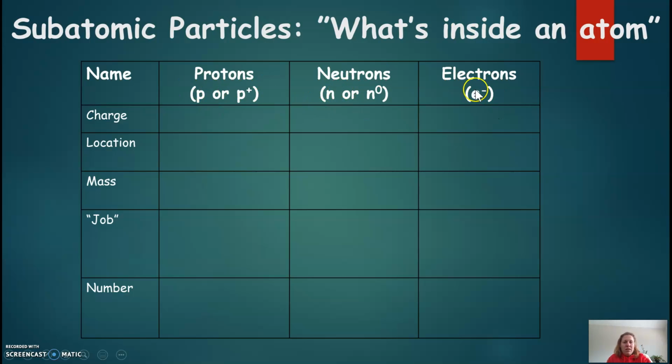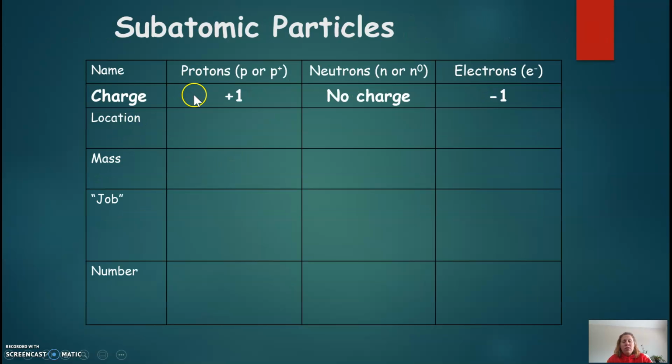Sometimes these are the symbol abbreviations. I will pretty much always do P plus, N 0, and E minus. So the plus, 0, and minus, that's its charge. So the charge of a proton is 1 plus. Neutron, neutral, no charge, that would be a 0. Electrons are a -1.